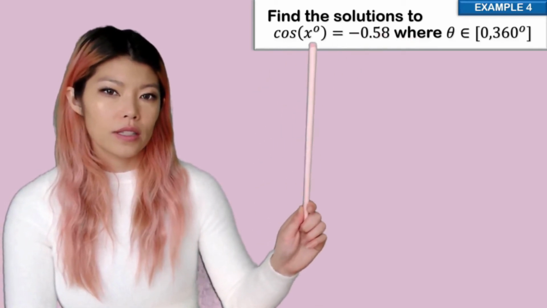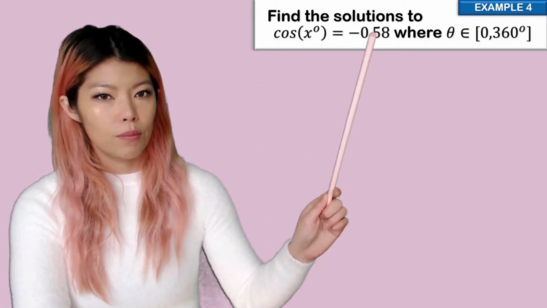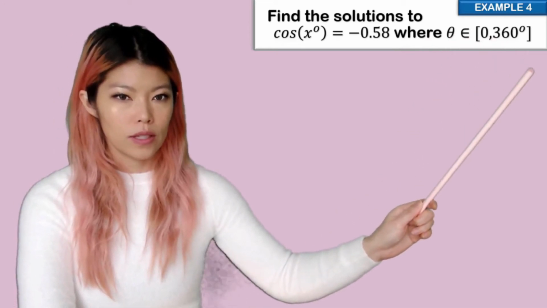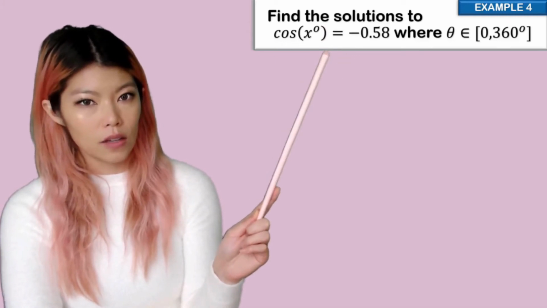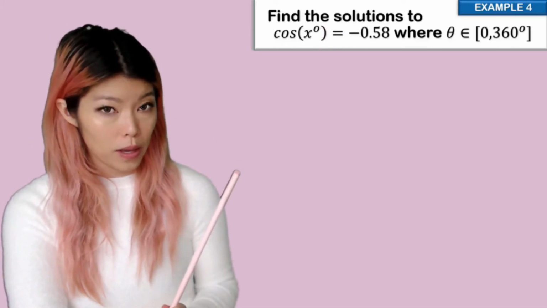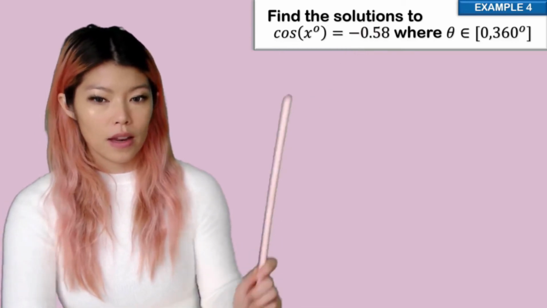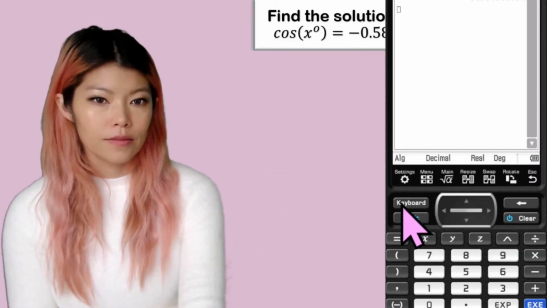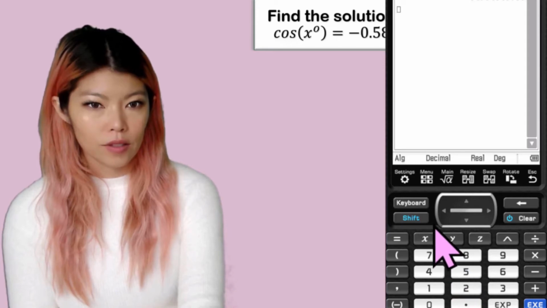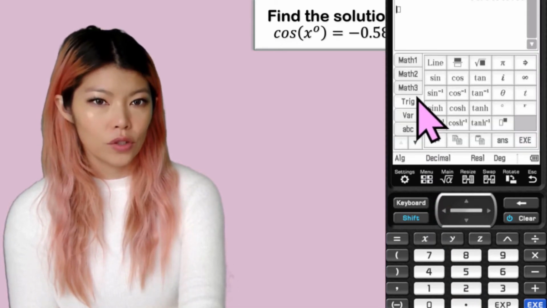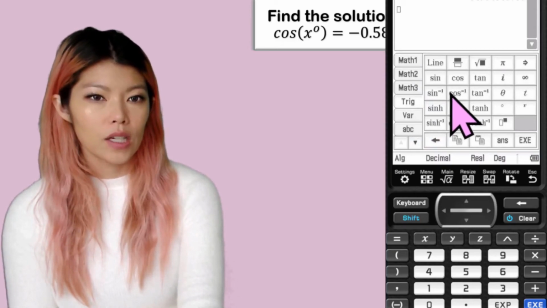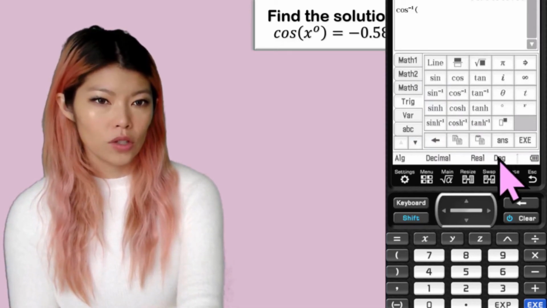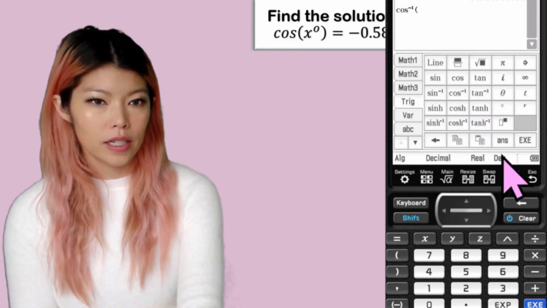Example 4. Find the solutions to cos x equals negative 0.58, where x is between 0 and 360. So this time we have a numerical value. It is negative, so we know in step 2 which quadrants we're picking, but in step 1, how do we find the angle? We can use a CAD calculator. Let's bring up the keyboard to find trigonometry. To find the angle, we use inverse cos. Make sure that your calculator is in degrees by clicking DEG.